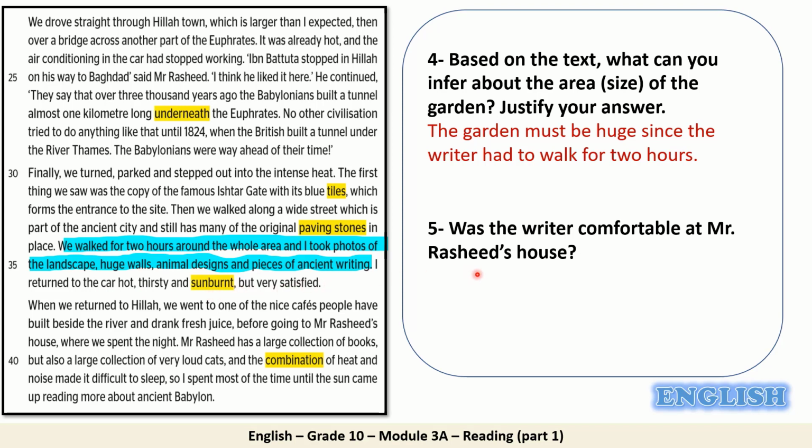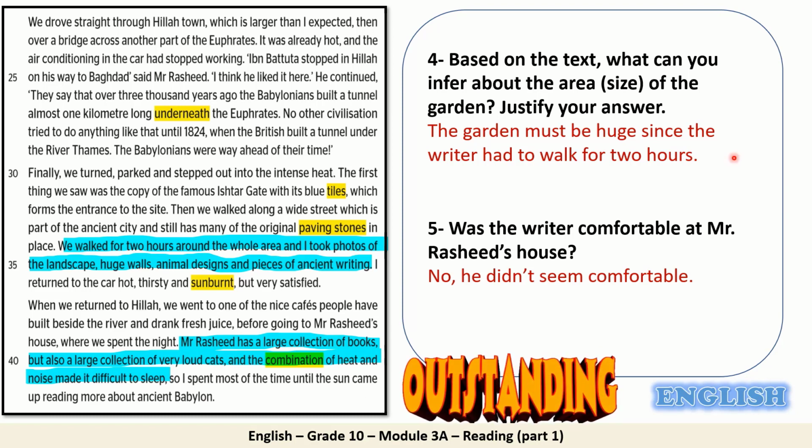And the last one, was the writer comfortable at Mr. Rashid's house? And the answer is no. The writer didn't seem to be comfortable at Mr. Rashid's house. In the last part of the text, the writer states that, along with a large collection of books and a large collection of very loud cats, the combination of heat and noise made it difficult for the writer to sleep, which means that he wasn't comfortable at Mr. Rashid's house. Well done, students. Excellent.